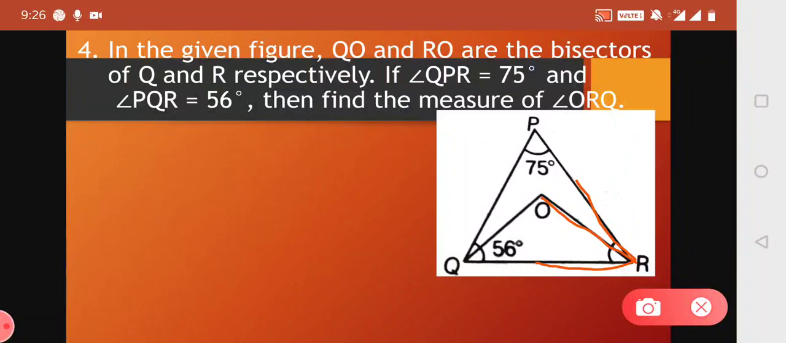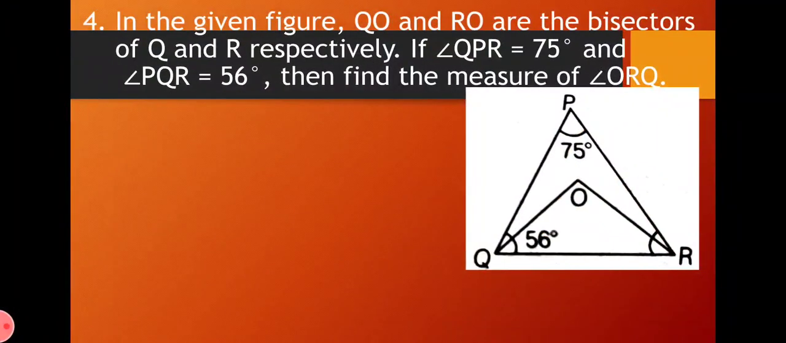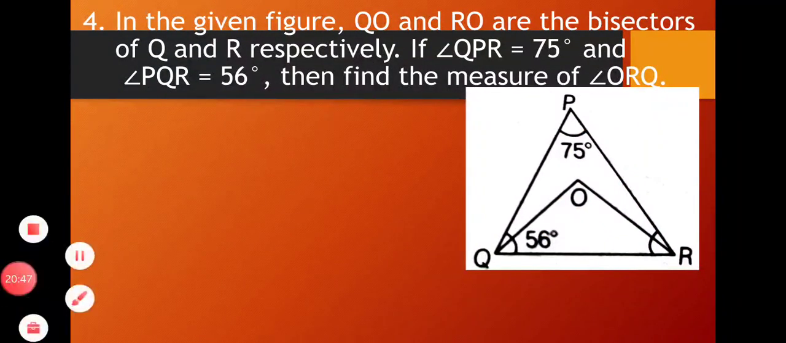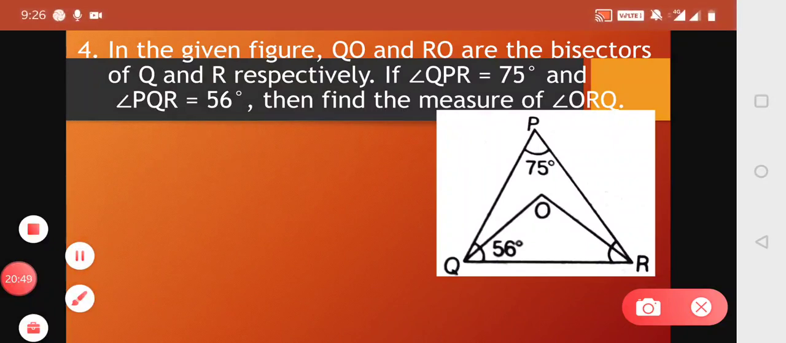Also, it has been given that the value of angle QPR is 75 degree and the value of whole angle PQR is 56 degree. We have to find this angle, that is angle ORQ.